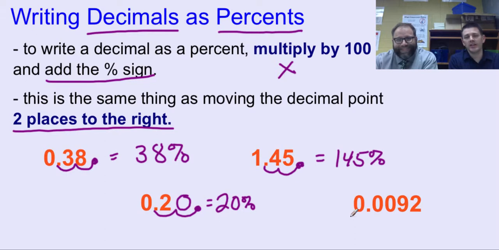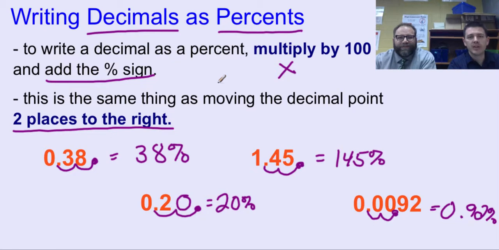Last one, 0.0092, so 92 10,000ths. So again, you just move it to the right 2 spots, 1, 2. That becomes 0.92%. So hopefully you did better than that on our last test, getting less than 1% on your test. 0.92%, that's a very small amount. So our 2 rules were to go from percent to decimal, we divide by 100. To go from decimals back up to percents, we multiply by 100.